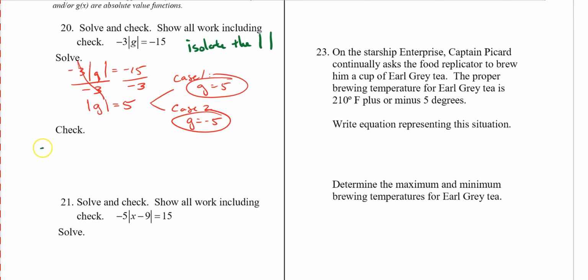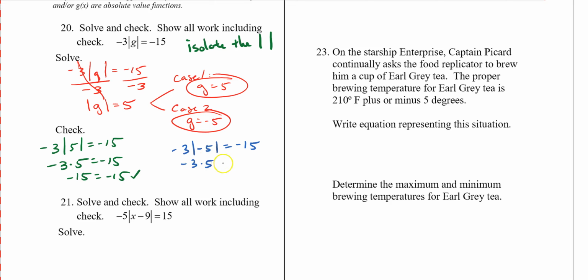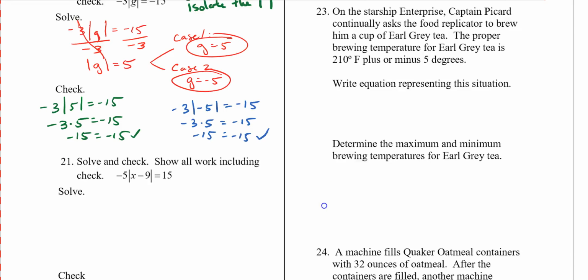So negative 3 times the absolute value of 5 equals negative 15. Absolute value of 5 is 5, so this is negative 3 times 5 equals negative 15, which is true. Check the other case. Negative 3 times the absolute value of negative 5 should be negative 15. Absolute value of negative 5 is 5, so it's negative 3 times 5, which is negative 15. Negative 15 equals negative 15, also true.